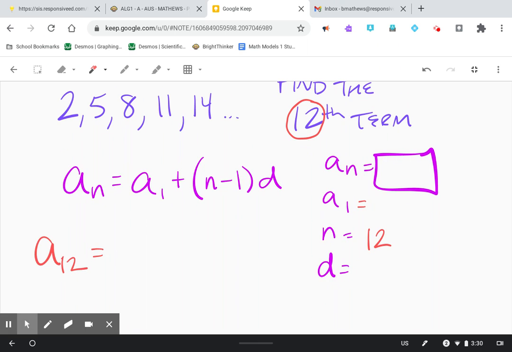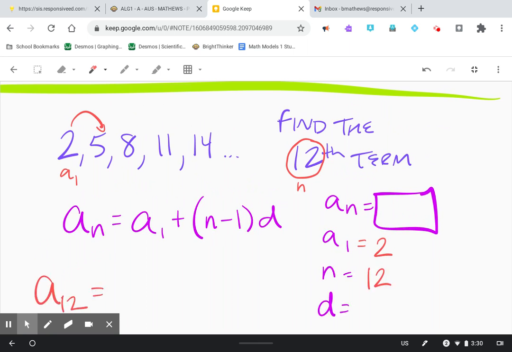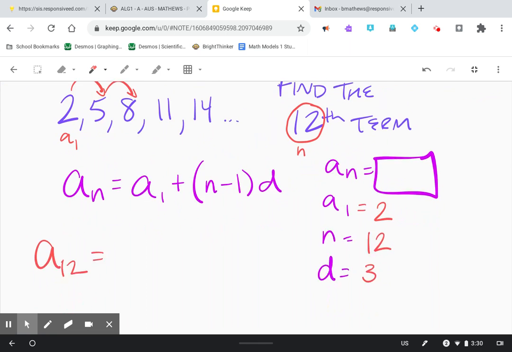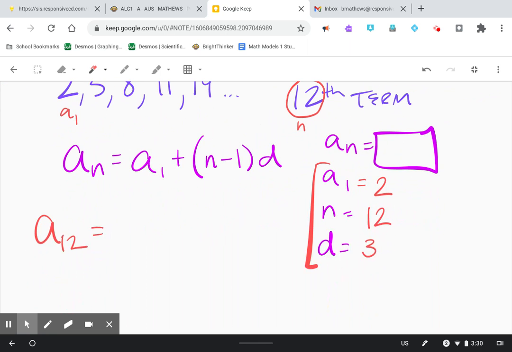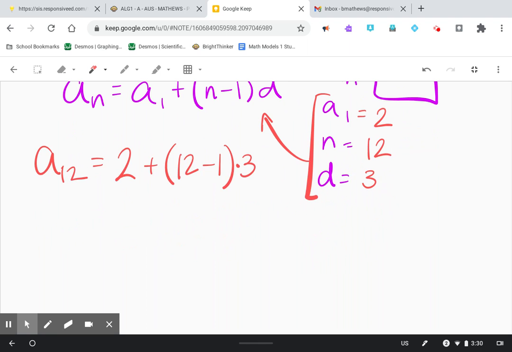My first term is 2. It's A1 right there. So this is n. And the d is what we determined earlier. We know that each number to the next is plus 3. So that means that d is positive 3. So then all I have to do is take these numbers and plug them into the formula here. So A1 is 2, n is 12, minus 1 times d, which is 3. So now it's just a matter of working this out.